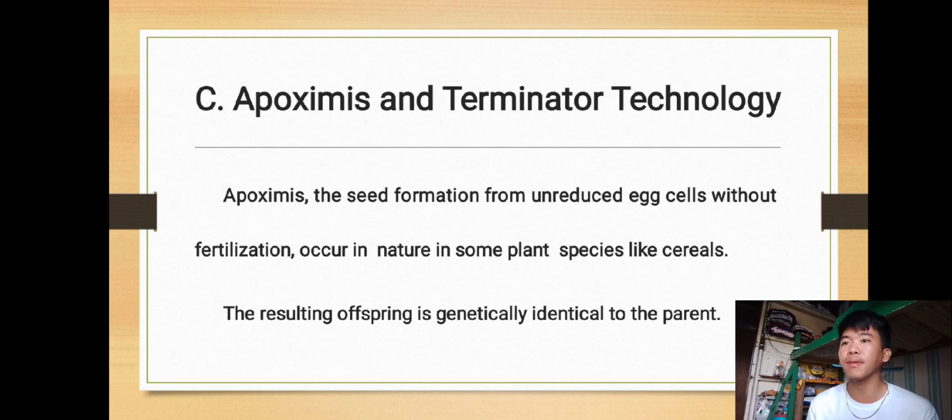Next is apomixis and terminator technology. Apomixis, the seed formation from an unreduced egg cell without fertilization, occurs in nature in some plant species like cereals. The resulting offspring is genetically identical to the parents. So mao ni siya kanang magproduce ta og another specimen nga genetically identical to the parents. So ug unsa ang parents, parehas sad ang offspring. Kumbaga, 100% ang parents kay ang offspring is 100%. So nindot ni siya para ma-maintain nato ang quality sa usa ka tanom.